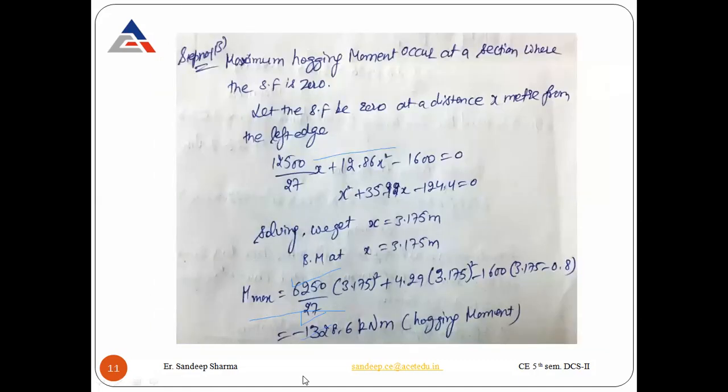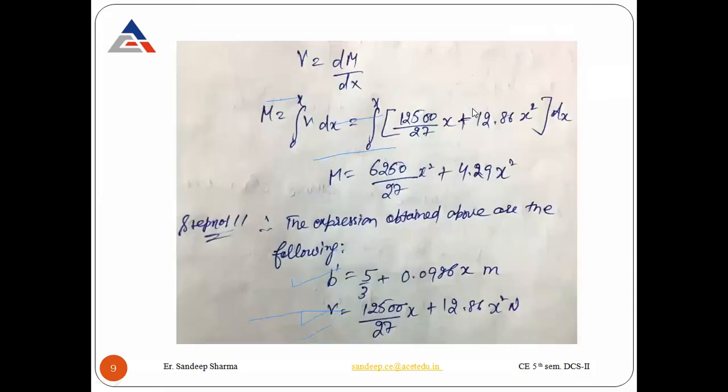Then the maximum hogging moment is at the section where the shear force is 0. So the shear force is 0 at a distance x meter from the left edge. So what was the shear force which we calculated in the previous step? The V was 12500 x by 27 plus 12.86 x square Newton.